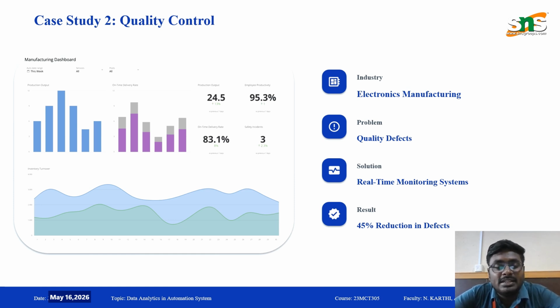Followed by this, the second case study is quality control. We can take an example from electronics manufacturing. The problem was a high rate of quality defects leading to rework and customer complaints. The solution was a real-time monitoring system using machine vision and statistical process control analytics. The result was a 45% reduction in defects. This shows how data analytics combined with automation can dramatically improve product quality and brand reputation.